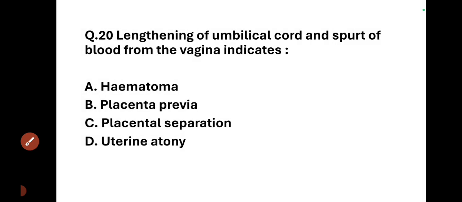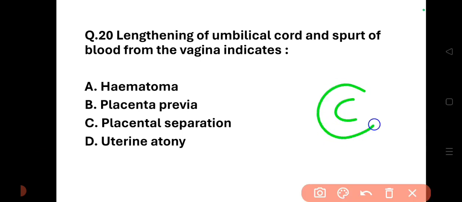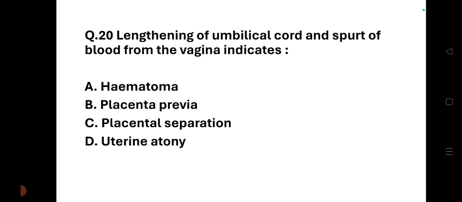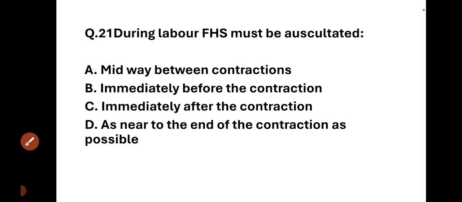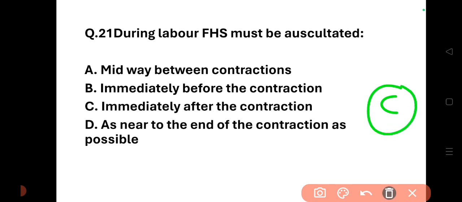Question number 20. Lengthening of umbilical cord and spread of blood from the vagina indicates? Right answer is option C, placental separation. Question number 21. During labor, FHS must be auscultated. Right answer is option C, immediately after the contraction.